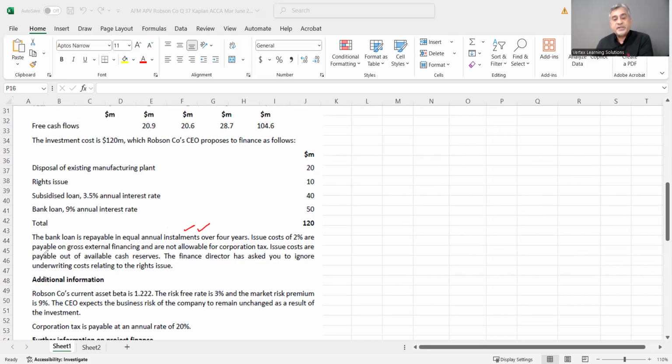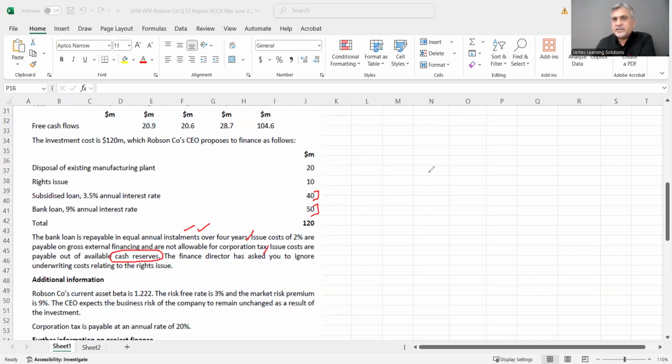Issue cost of 2% are payable on gross external financing and are not allowed for corporation tax. Now, this is again a very important condition. So issue cost of 2% are payable on gross external financing. So what is your external financing? Your external financing is subsidized loan, for example, or probably it is the bank loan. And this is payable out of the available cash reserves. How are you going to pay the issue cost? So now this is again for issue cost. There are two possibilities, and this question has created that event as well.